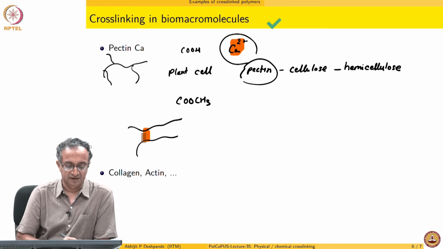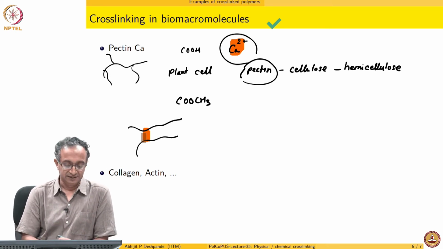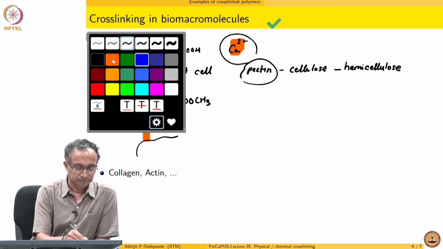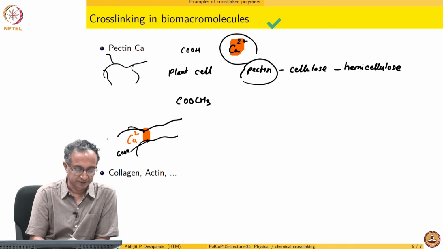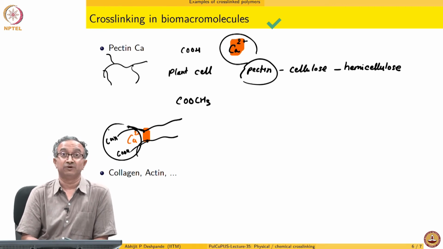So calcium, I'll just draw it using this red highlight. So basically we have this calcium interacting with two COOH groups from two different chains. So there is a COOH group here and there is a COOH group here. And this is the cross-link which is formed. So this is one way of doing the cross-link.